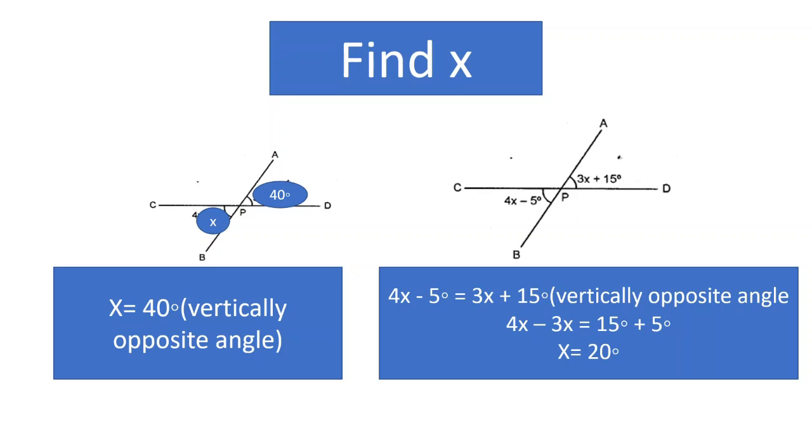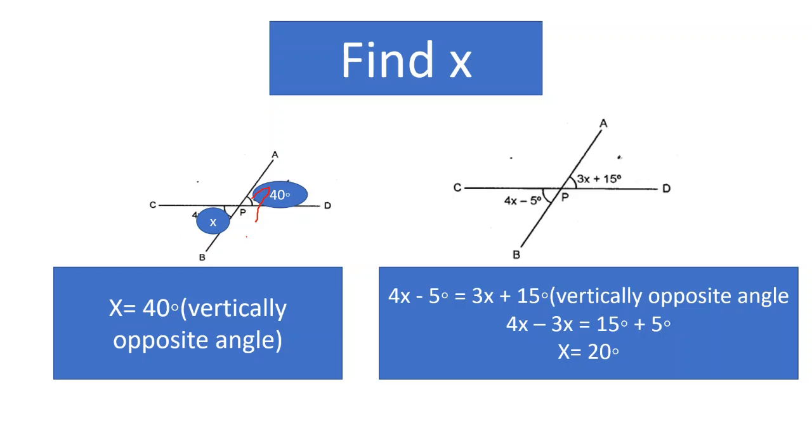Now here you have to find the value of x. You are able to observe two lines are intersecting. So you know the property, whenever two lines are intersecting each other, vertically opposite angles are equal. So angle APB is given as 40 degrees. Therefore angle CPB will be equal to 40, since they are the vertically opposite angles.